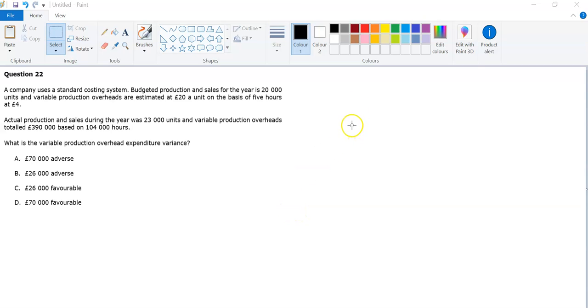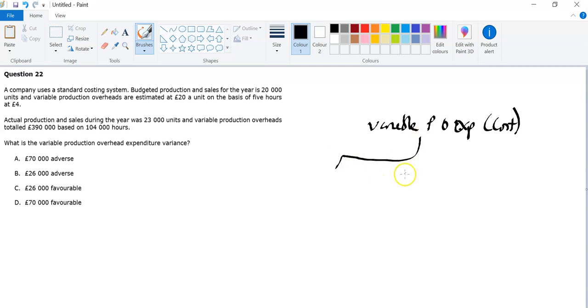Okay, hi Essi. So what this question is really asking us to look at is why we have a difference between what we thought our variable production overhead expenditure was going to be and what it actually was. So we can call this the actual cost, and we're saying that typically this is driven by two things: price and usage in terms of efficiency, because we're saying that labor hours are causing this. It's driven by labor hours, right?